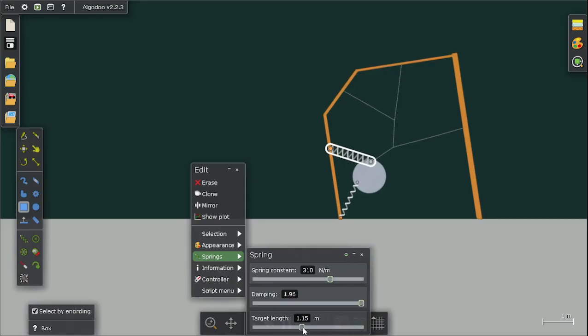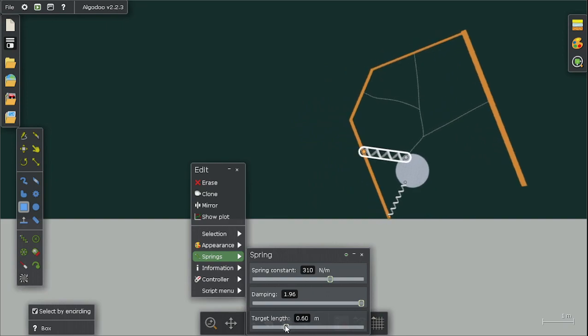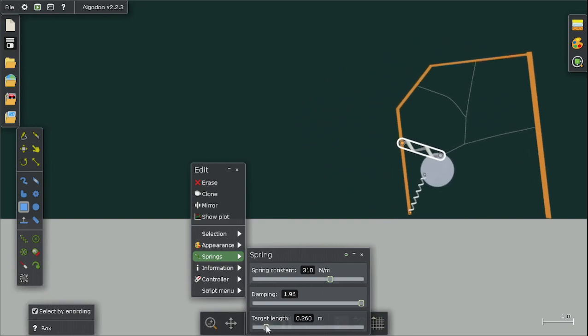Okay, so I'm watching it now, and I can just adjust the length of the spring, and I can move this left or right, and if I do it strong enough, it hops.